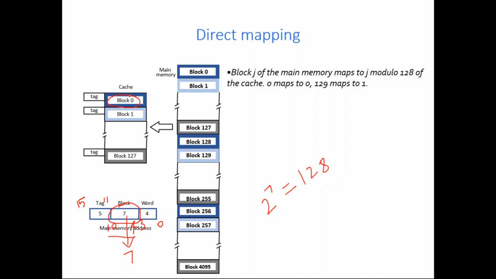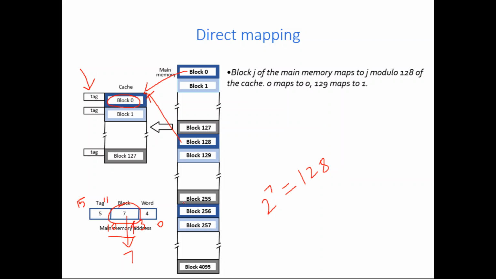Now how will we identify whether it is the correct block or not? How do we know that? Say block 0 of main memory will also map here, right? Block 128 of main memory also will map here, okay.